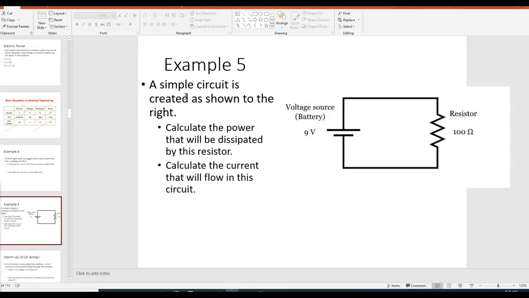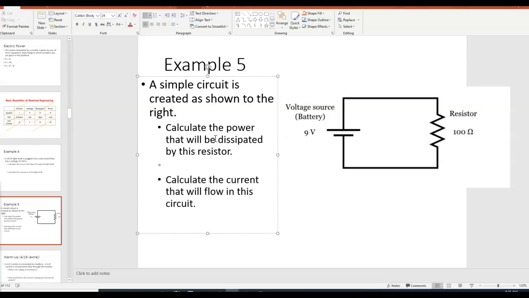Example 5. It says a simple circuit is created as shown to the right. So take a look at the picture to the right. We have a battery, and it says 9V, so 9 volts. That's your voltage source. And then we have a resistor, which remember is just some device that uses up power in our circuit. And it says 100 ohms, so that's going to be our resistance. Now the first question says calculate the power that will be dissipated, that means used up, by this resistor.